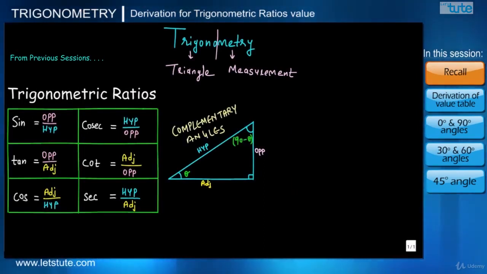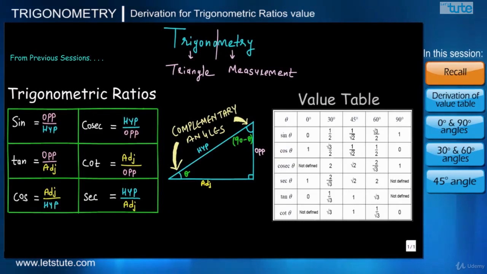And we have also learnt about the complementary angles. The very important thing that we have seen is the trigonometric ratio value table for some specific angles that we use frequently in solving trigonometric questions. And so we have also learnt a simple trick to remember them.